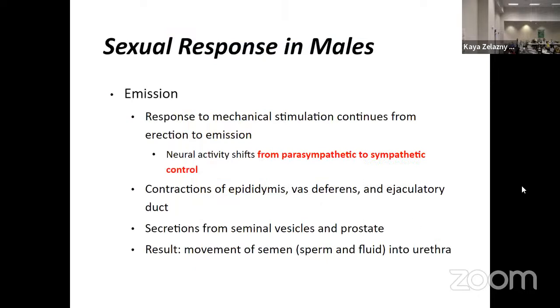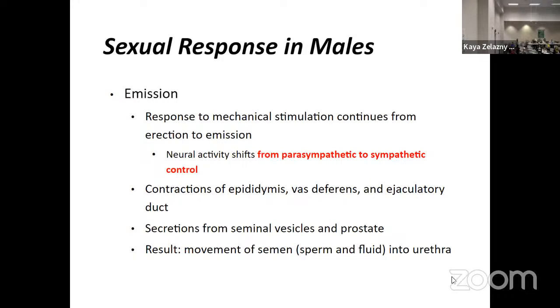So once we establish erection, so an erect penis, straight, full of blood, mechanical stimulation continuing is going to cause a switch from this erection phase to emission and then moving forward to ejaculation. So the mechanical stimulation continuing is just going to set us on a pathway for the neural activity to switch from parasympathetic to sympathetic control. So it's just part of this timeline, okay? So we're switching over to sympathetic control.